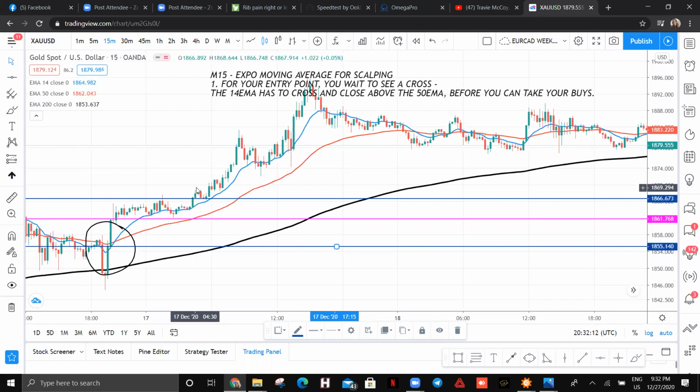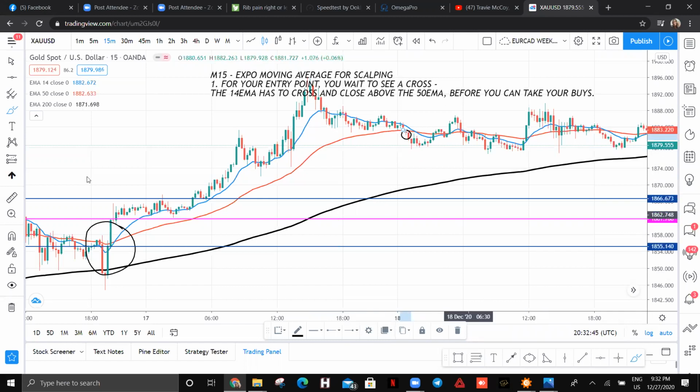Another way you can exit this strategy is you always look out for this: since the price is closing above and still on top of your 14 and 50 EMA, you still have a chance of still being in the trade, meaning price is still above my 50 and 14 EMA. As soon as price closes below, like this one you're seeing here, like this one, price closes below your 50 EMA, you exit the trade.